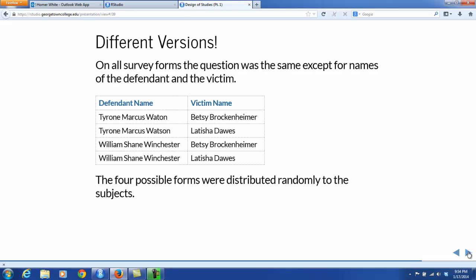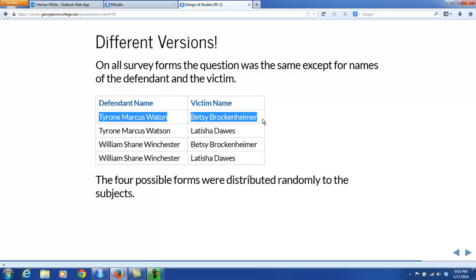But what no one knew at the time of the survey, no one except the researchers that is, was that not everybody was looking at exactly the same survey form. On all 267 survey forms, the question was the same in all details, except for the names of the defendant and the victim. There were actually 4 different types of forms going around as far as names were concerned.